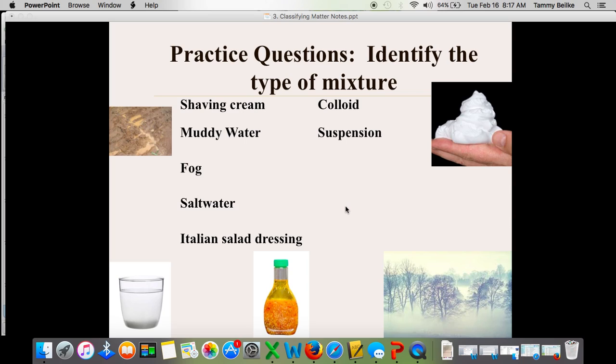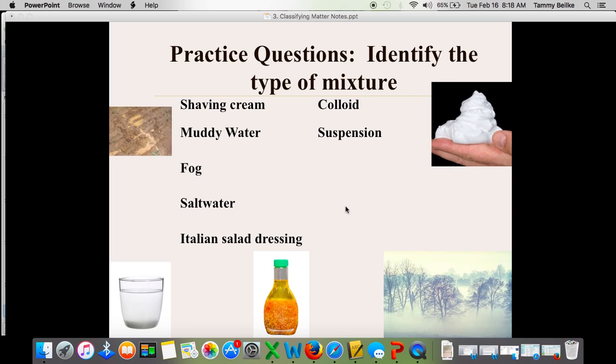Fog is kind of a controversial one. I usually have students who say it is all three different types of mixtures. Well, I know it's not a solution because when I'm driving through the fog, which I had to do a few months ago all the way to Toledo and back, I couldn't see through the fog very well because my headlights were scattering, the light was scattering, and I could see nothing. So I know it has to be some type of heterogeneous mixture.